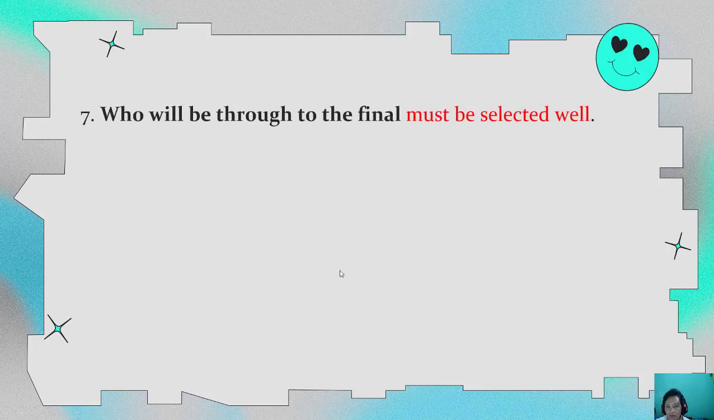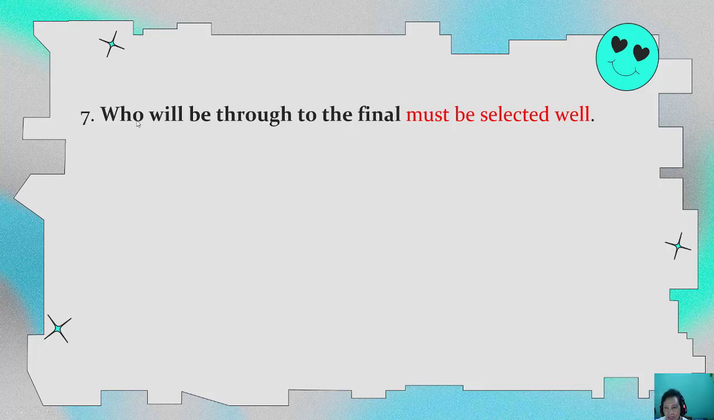Okay, the next. Who will be through to the final must be selected well. Who will be through to the final? There is a question word here, but there is no question mark. Yes, because this is not a question. This is positive. How can? Because this is a noun clause.